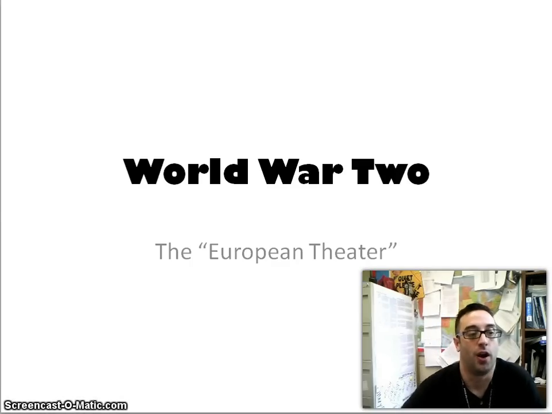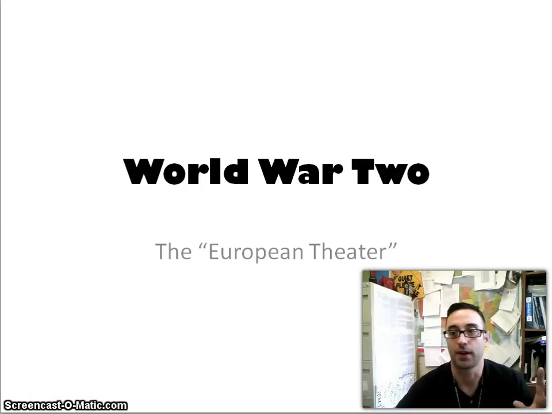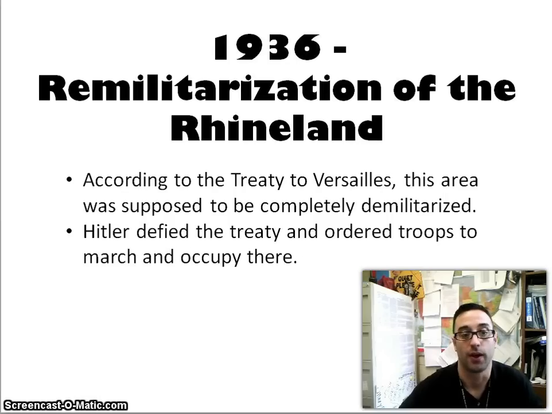All right. So let's get right into some of the sequence of events here, and a lot of this will feel like a timeline because in large part it is. Okay. So let's look at first the remilitarization of what's called Rhineland, which is a part of Western Germany. Okay. And to this point, according to the Treaty of Versailles at the end of World War I, this area is supposed to be completely demilitarized.